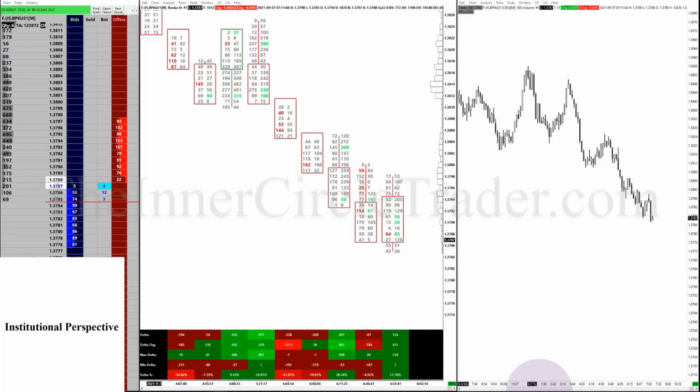Right, so we are looking at another discussion and lecture on institutional order flow. Before I get into it, I borrowed this from another YouTuber. The idea of order flow using a DOM, which is a depth of market, which is over here on the left-hand side. Then you have the footprint, which is in the middle of the screen here.